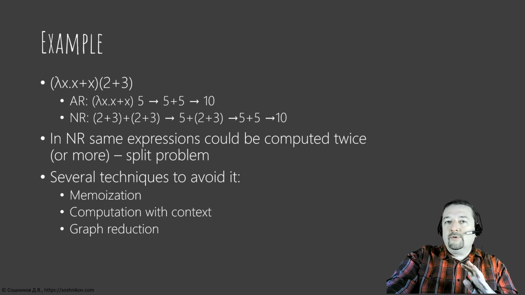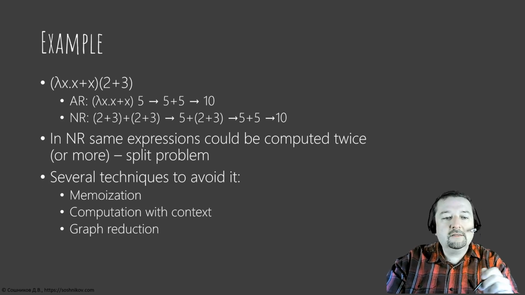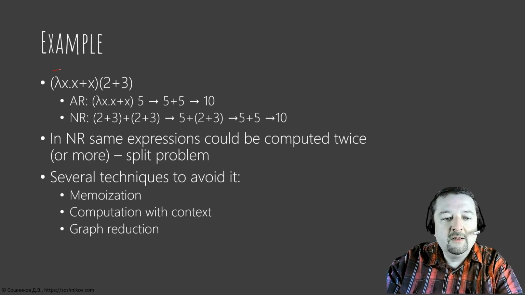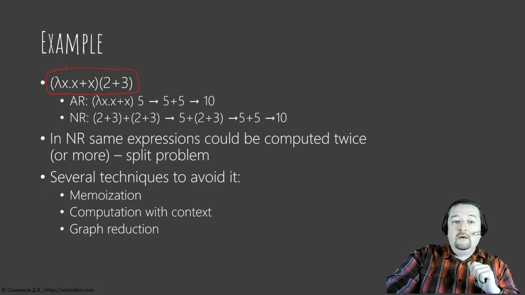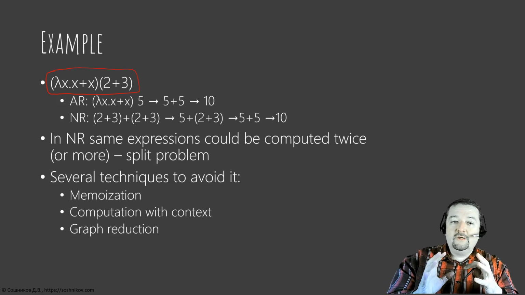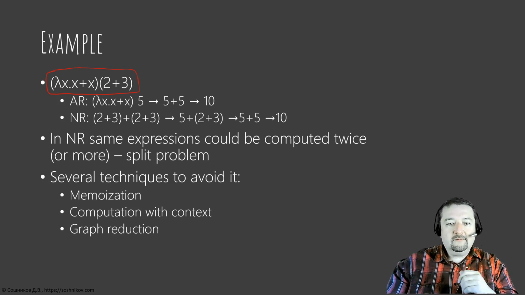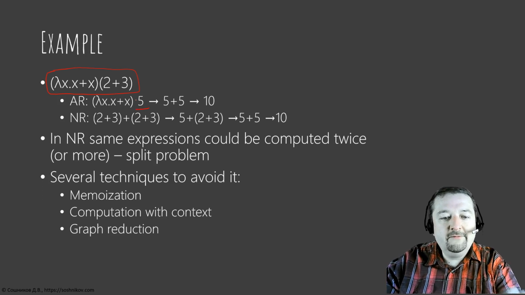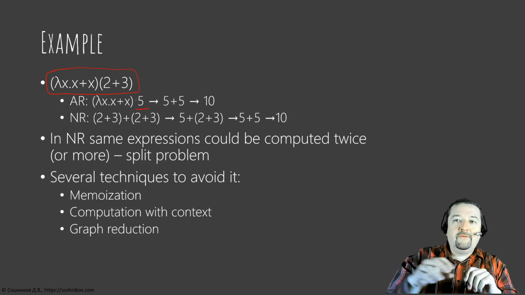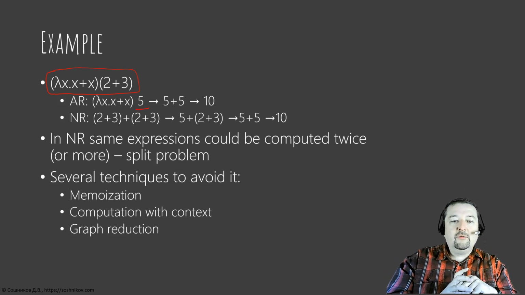Let's consider one more example. In this case, nothing would go wrong, but it is a simple example: lambda x, x plus x, applied to 2 plus 3. So we would end up with the number 10. What do we do if we do applicative reduction? We first compute the argument, 2 plus 3. We reduce this to 5. And then we substitute 5 into x plus x, and we end up with 5 plus 5, which means 10.